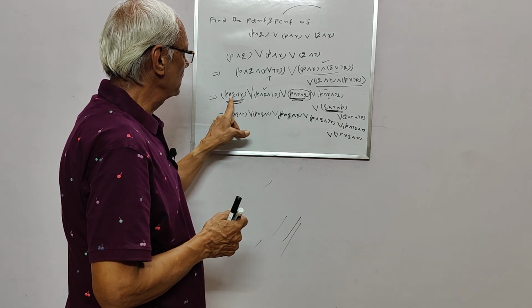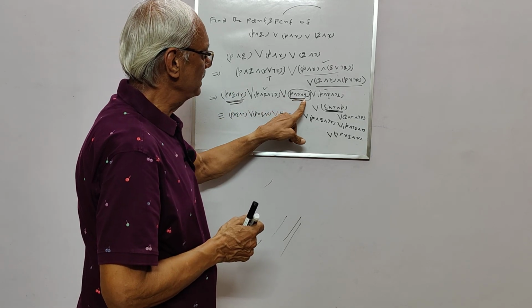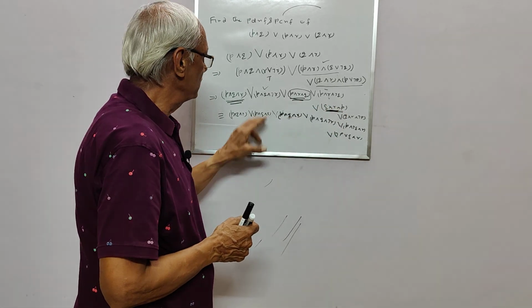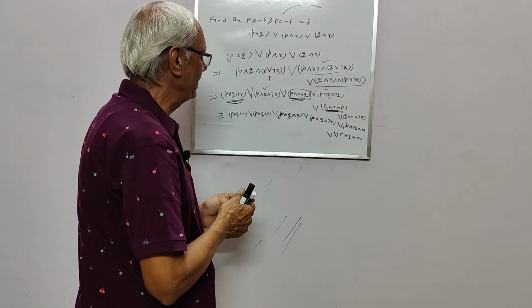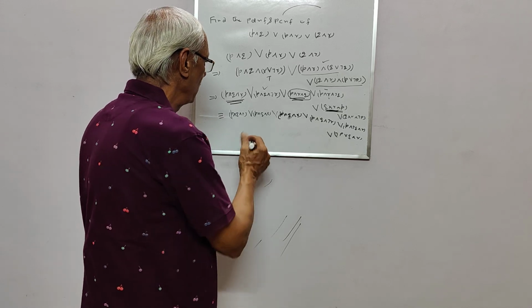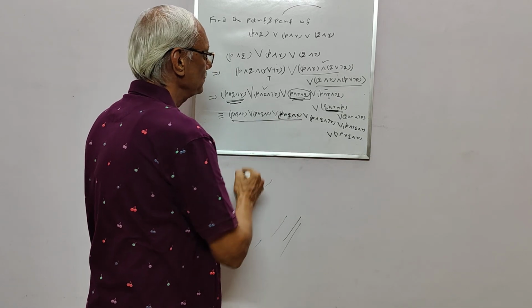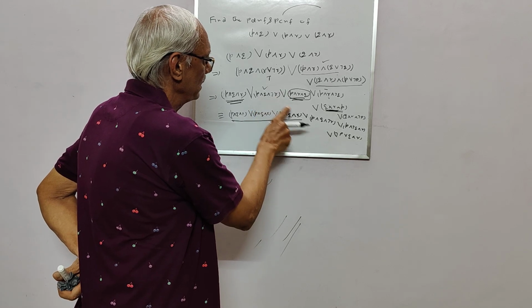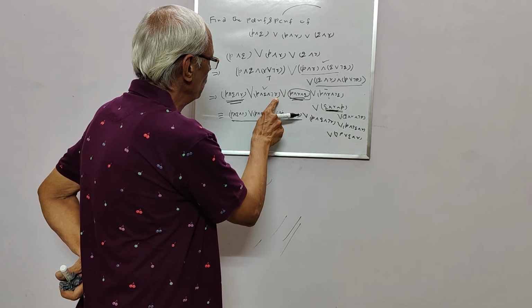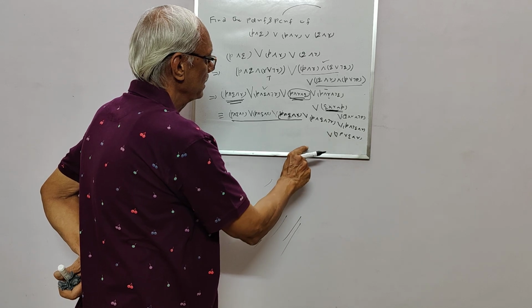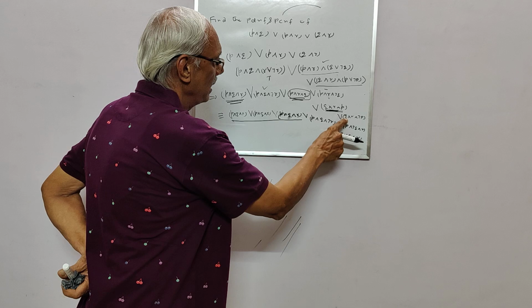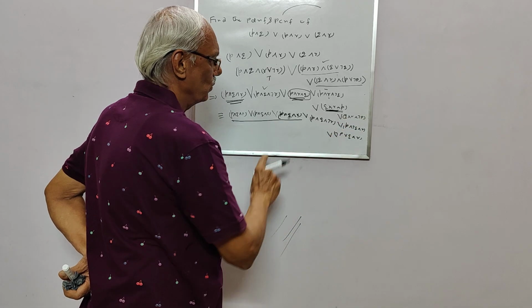P conjunction Q conjunction R, P conjunction Q conjunction R. Rearrange them. Then you see that these three are like terms. Then you are left with P Q negation R, then P negation Q R, and the last one is negation P Q R.